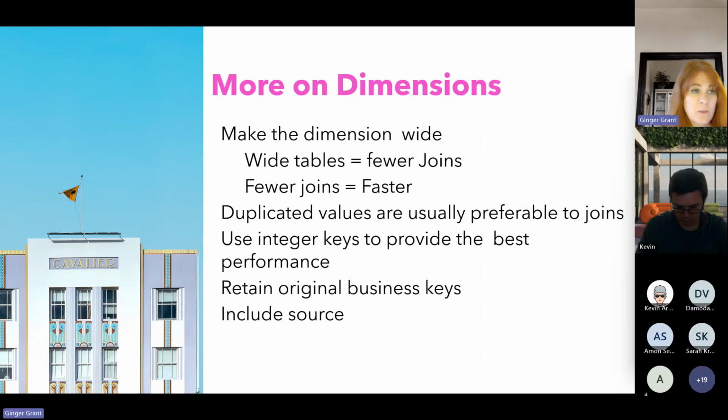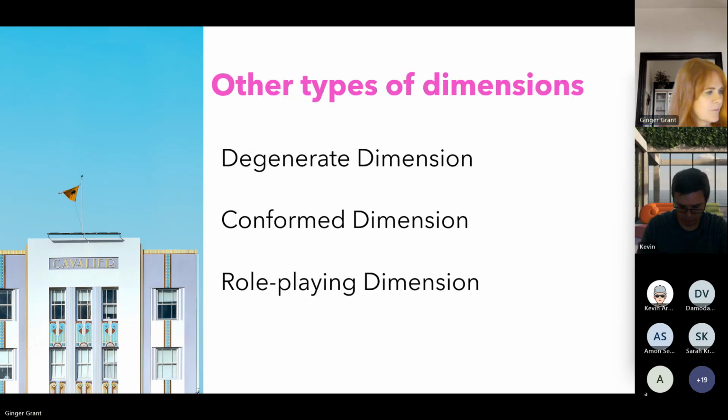Integer keys will provide the best performance because then it will skip that translation, but it's not essential. And you may need to retain the original business keys for validation. You have to do that. And include your source, but maybe not include it in your Power BI model. Maybe you put it in and filter it out in M, but have it so that you can look at it should you really need to. So don't have dimensions with two columns in them. It gets to be a problem.